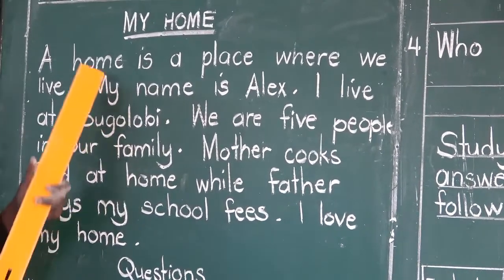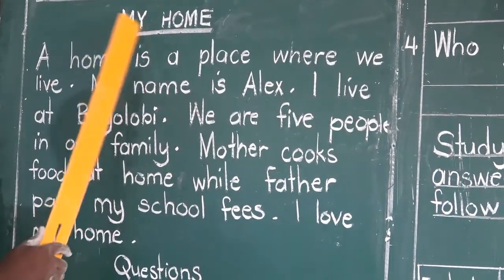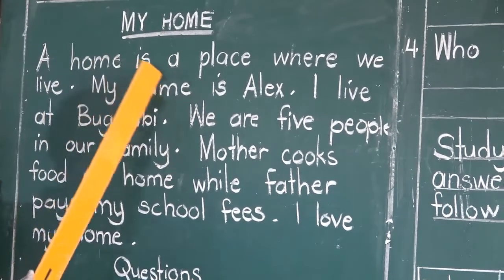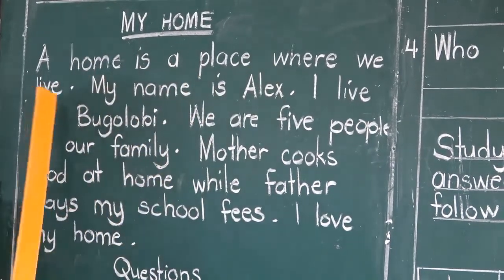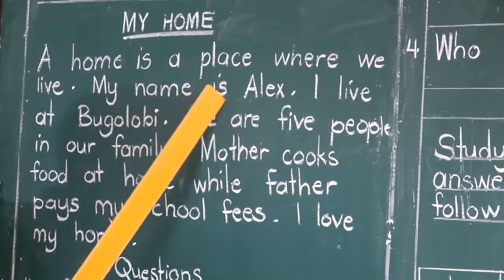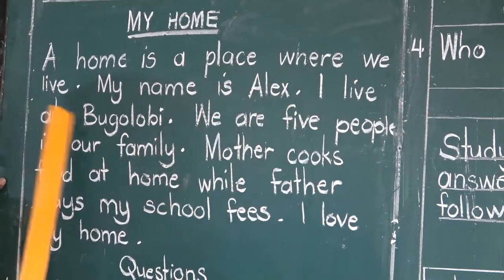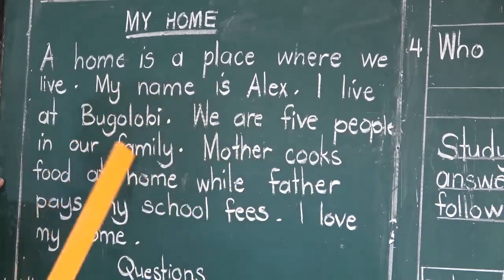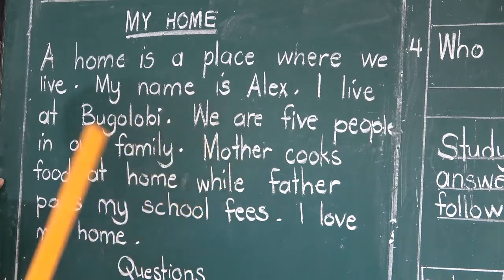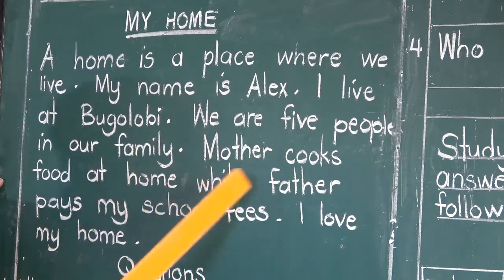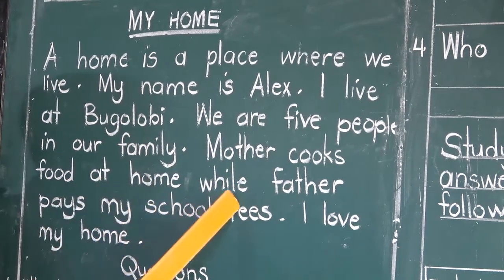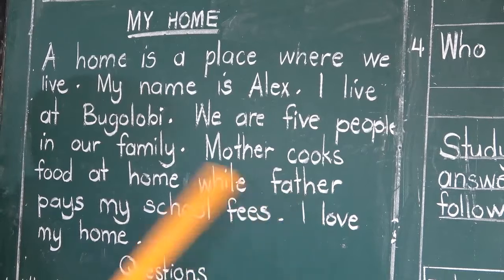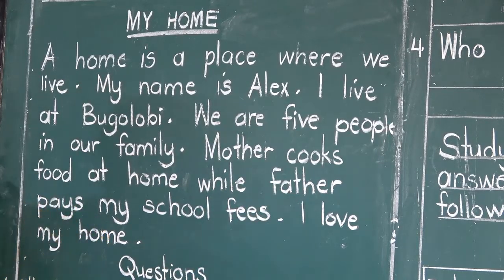We are going to read one more time. When reading, you begin from the title. My Home. A home is a place where we live. My name is Alex. I live at Bugolobi. We are 5 people in our family. Mother cooks food at home while father pays my school fees. I love my home.